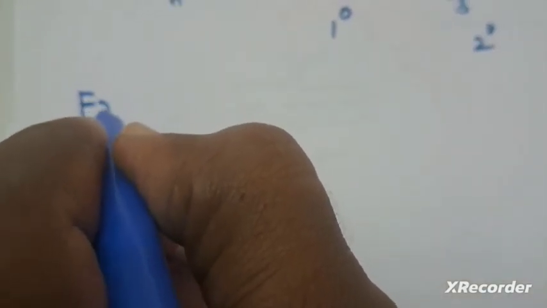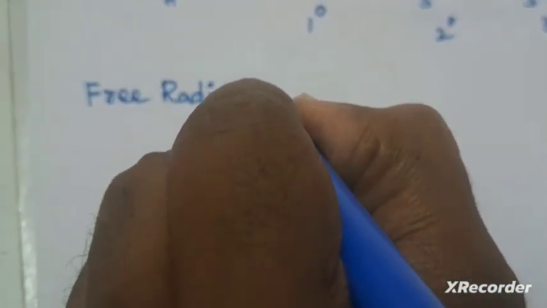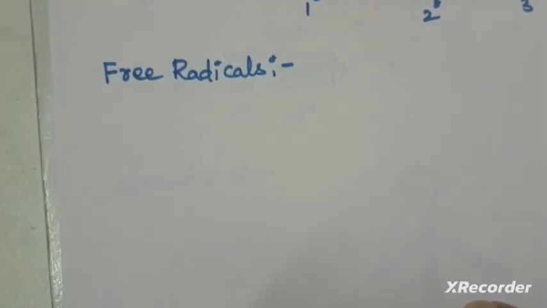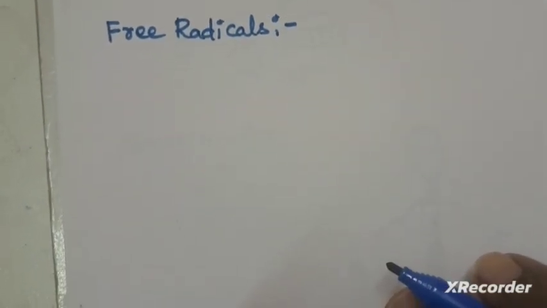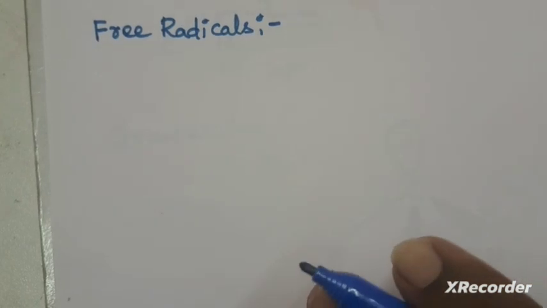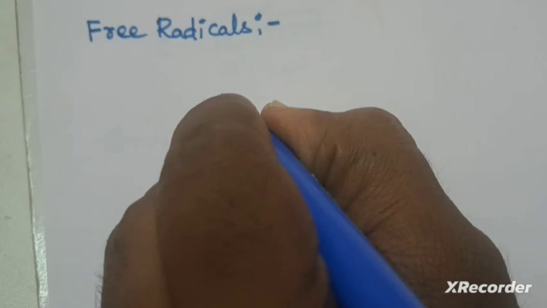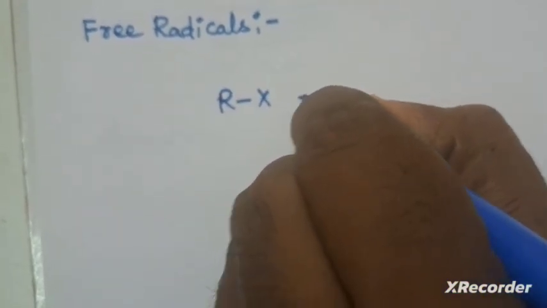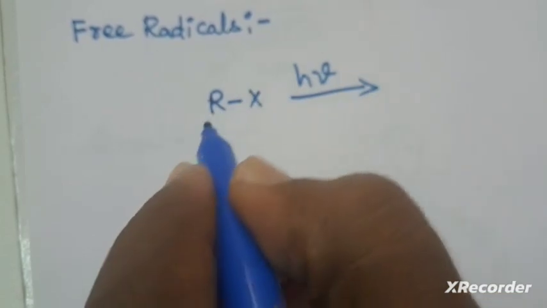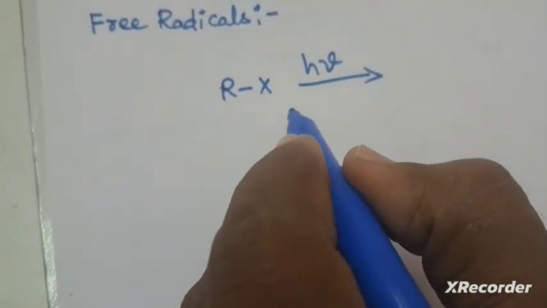Now another reactive intermediate is the free radical. Free radicals are also reactive intermediates. How can they be generated? They can be generated through homolytic cleavage. Homolytic cleavage is nothing but the bonding electrons being shared equally by the two bonded atoms. For example, we take R-X, when it undergoes homolytic cleavage under h nu.